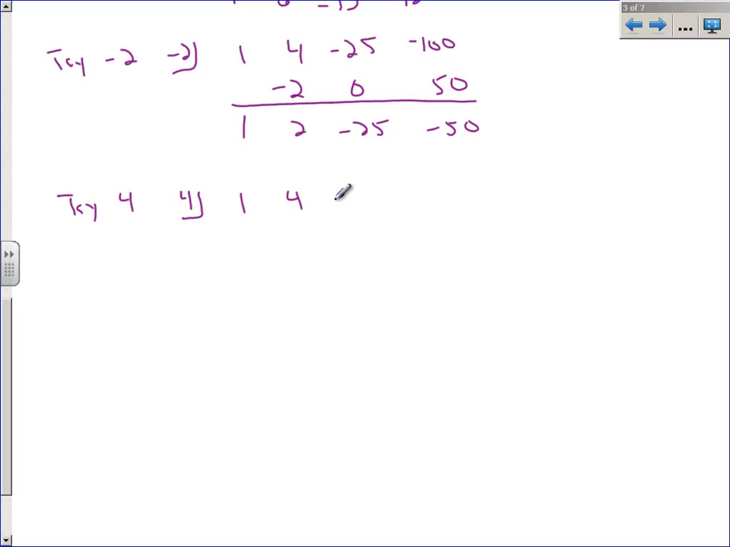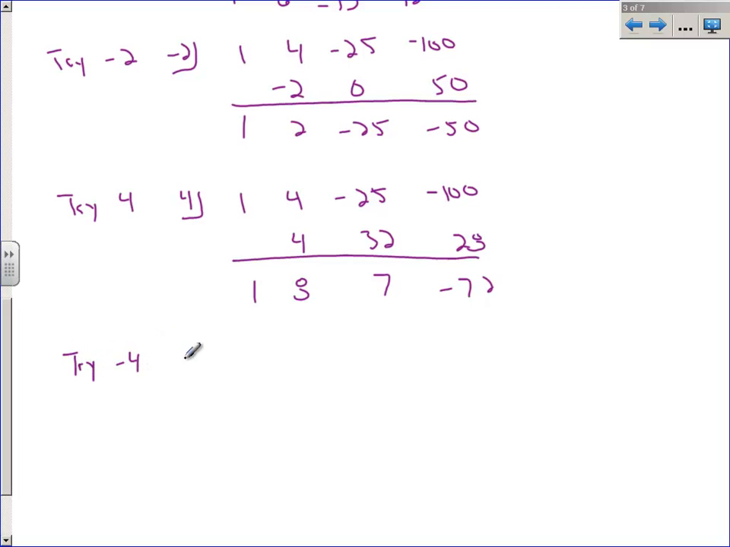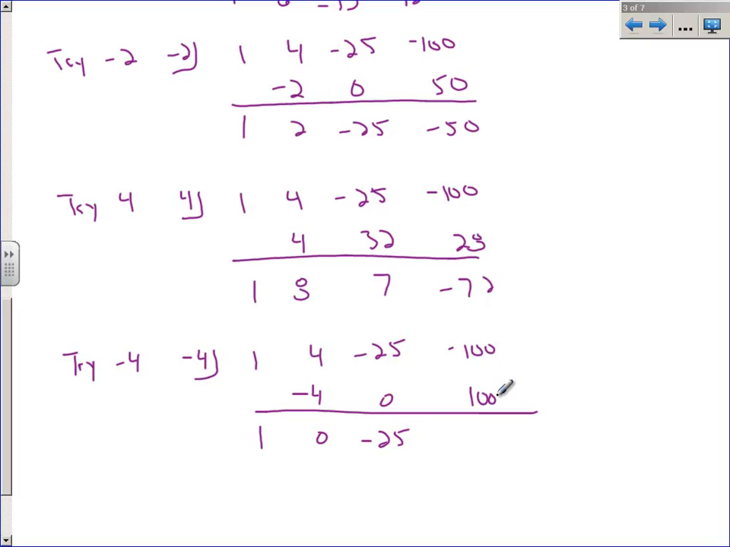1, 4, negative 25, negative 100. Multiply, add. Multiply, add. Multiply. That didn't work. Let's try negative 4. Multiply, add. Multiply, add. Multiply. Thank goodness we have finally found one.